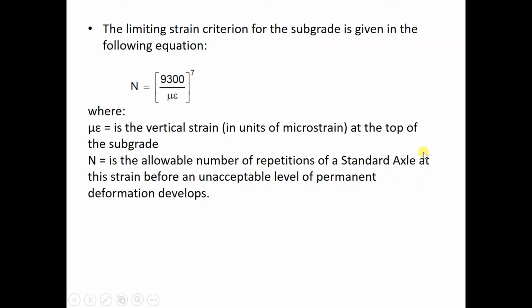Then you can compare the design traffic and the allowable. When we design, whatever the design value is must be below the allowable, so as to prevent any failure. So for the subgrade, this is the expression for the allowable number of repetitions that will prevent the subgrade from failing.